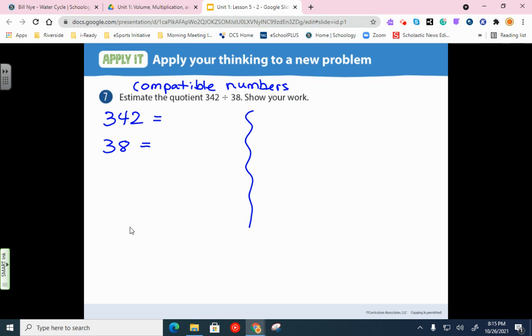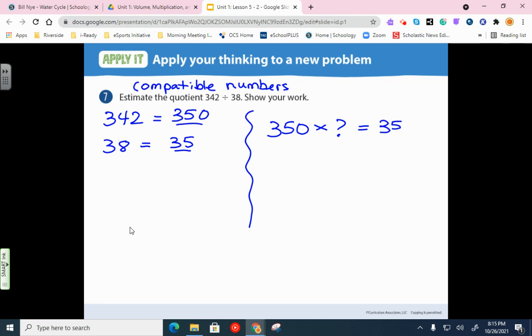342. I thought about 440 for these 2 numbers, but I took another look at it and I thought, well, wait, if our goal is to make compatible numbers be close to what the original numbers are, 350 and 35 would make a lot more sense. So over here, 350 times something would give me 35. That's something to consider for that one.